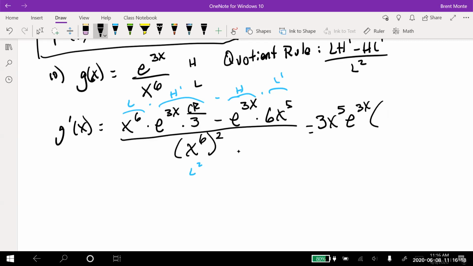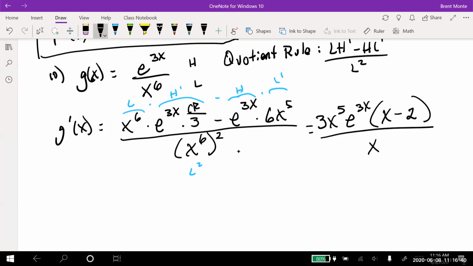So in that first piece, since I factored out the 3 and the e to the 3x and the x to the 5th, there's still one x left in there. And then in the second piece, I factored out the e to the 3x. From the 6, I factored out a 3, left me with 2. And then I factored out the x to the 5th, so it's just x minus 2. And then it's all over.